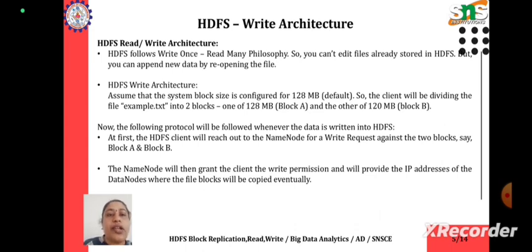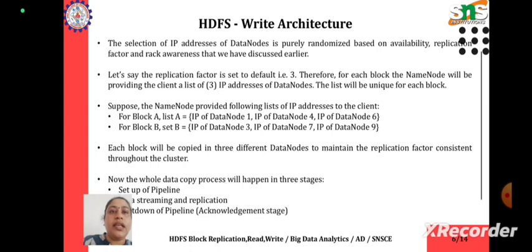Now let's see the protocol that is followed whenever data is written into HDFS. At first, the HDFS client will reach out to the name node with a write request for the 2 blocks, say block A and block B. The name node will then grant the client the write permission and provide the IP addresses of the data nodes where the file blocks will eventually be copied. The selection of the IP addresses of data nodes is purely randomized based on availability, replication factor and rack awareness that we have discussed earlier.